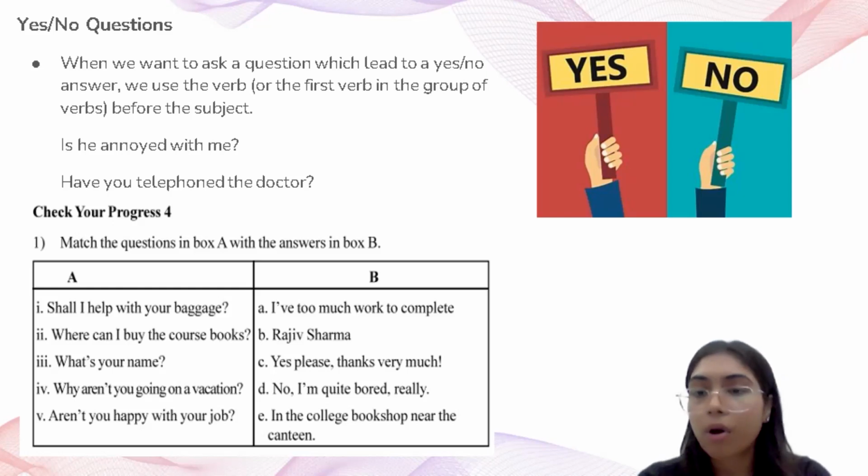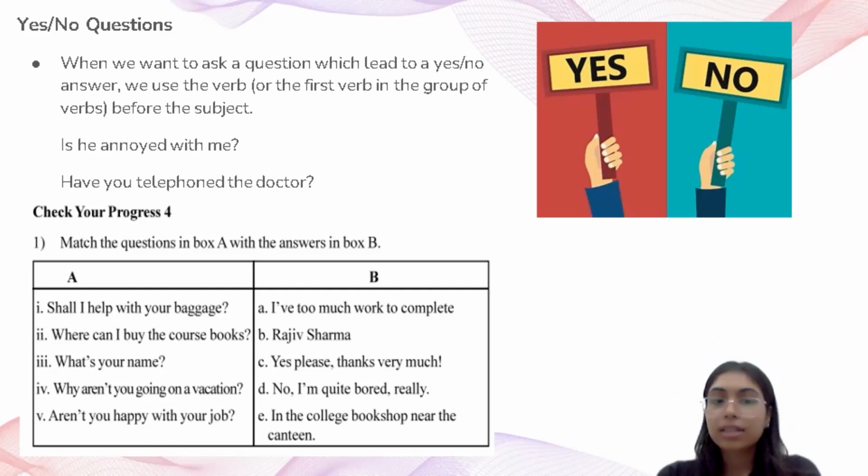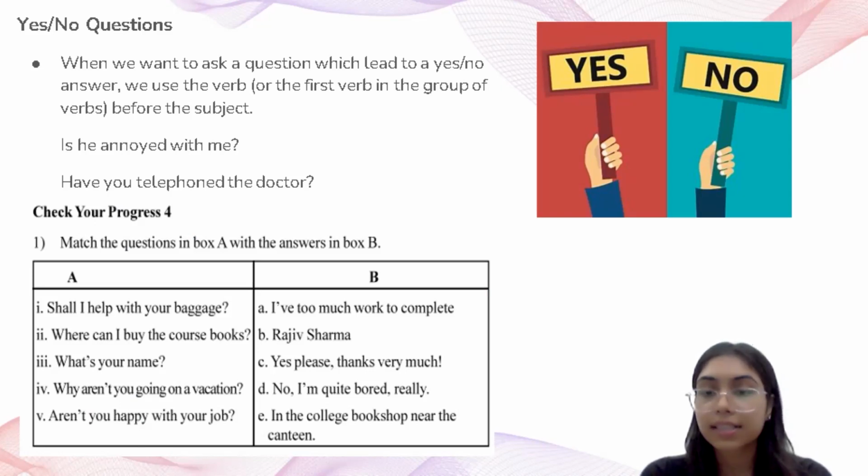So here is check your progress number 4. So you need to match box A with box B. Just match them up and then I will share the answer key with you all. Okay, let's just discuss once so that it is better clarified.